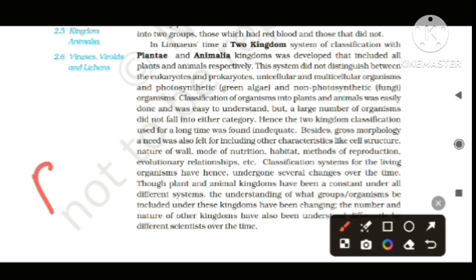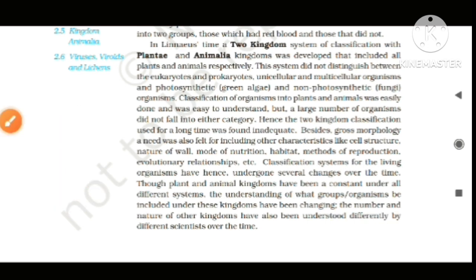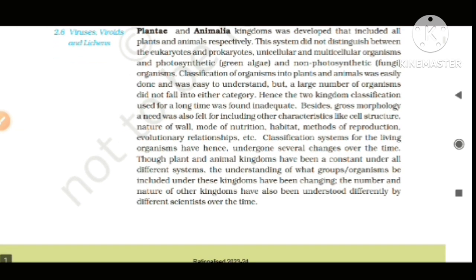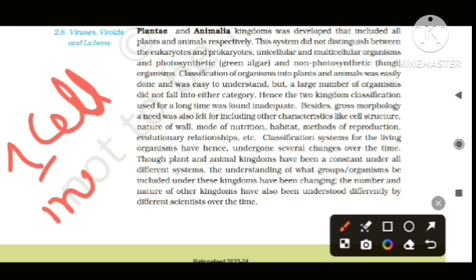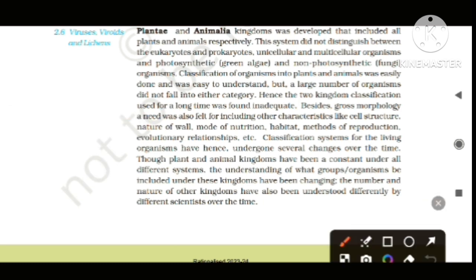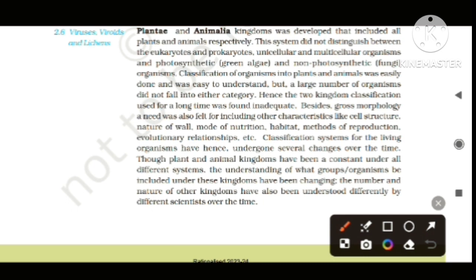And PW, remember, PW is nothing but prokaryotes without nuclear membrane. And it does not mention unicellular or multicellular. Unicellular means having only one cell. Multicellular, the word itself says, means many cells. Also it does not mention photosynthetic, like green plants, and non-photosynthetic, like fungi organisms.